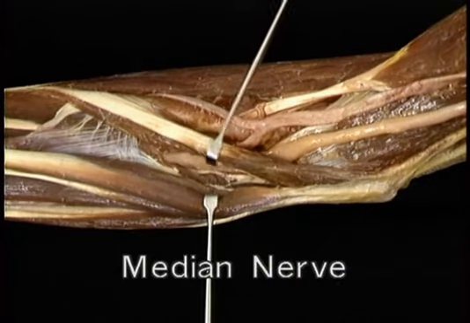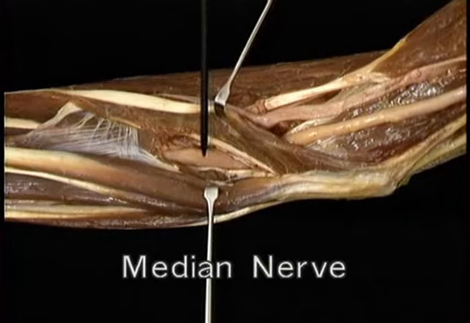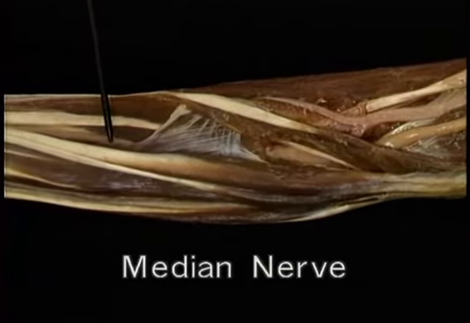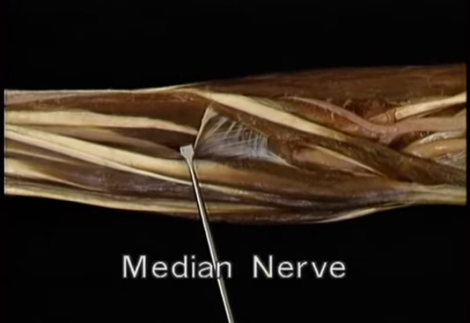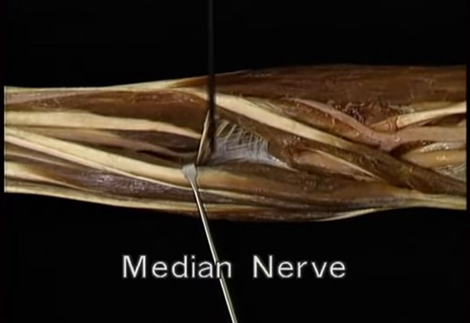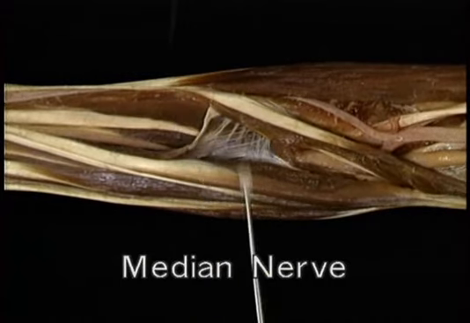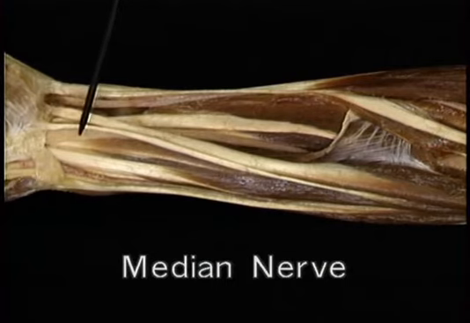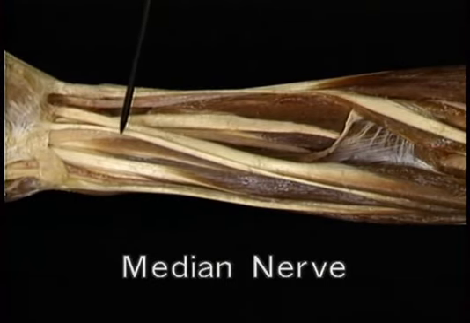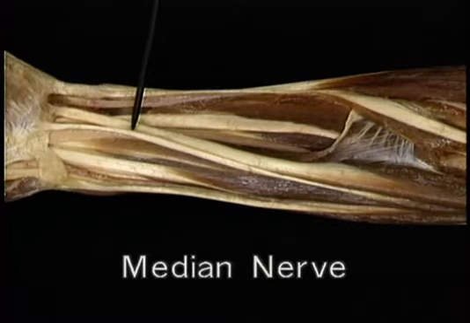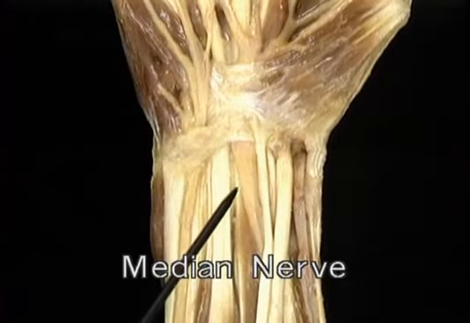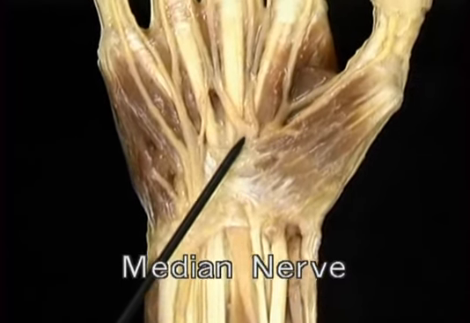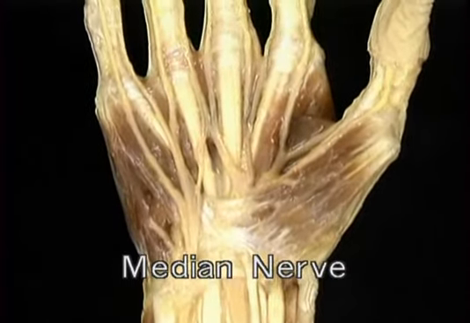It then immediately passes between the two heads of flexor digitorum superficialis. The median nerve, here it is, passes down the forearm between flexor digitorum superficialis and profundus. It emerges at the wrist to the radial side of the superficialis tendons. It's crossed by the tendons of palmaris longus and flexor carpi radialis. The median nerve passes through the carpal tunnel to reach the hand. It lies just beneath the palmar aponeurosis, which has been removed here.